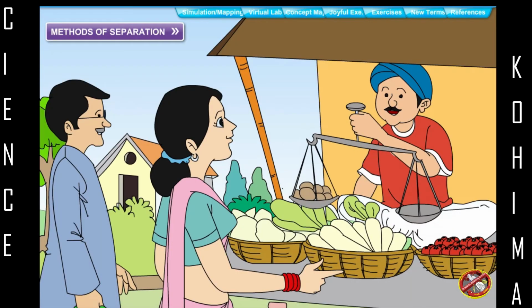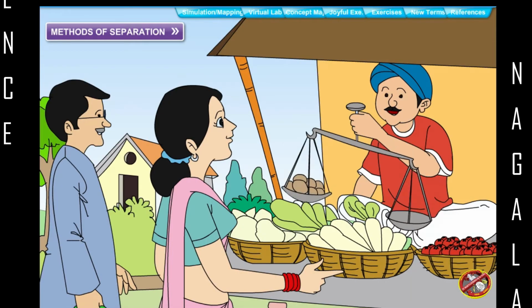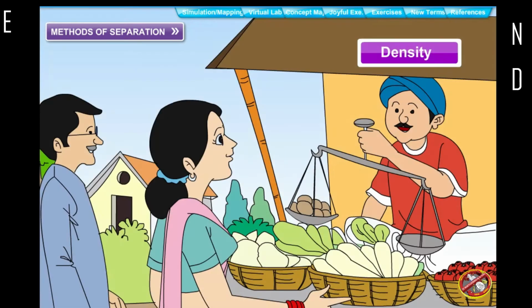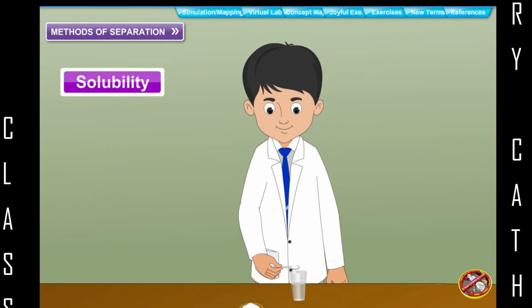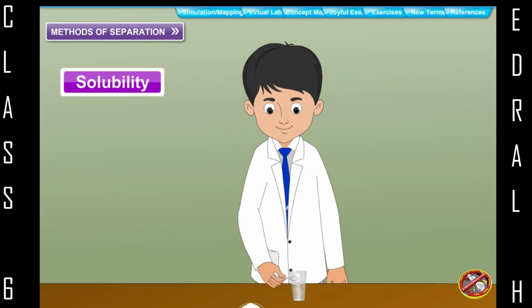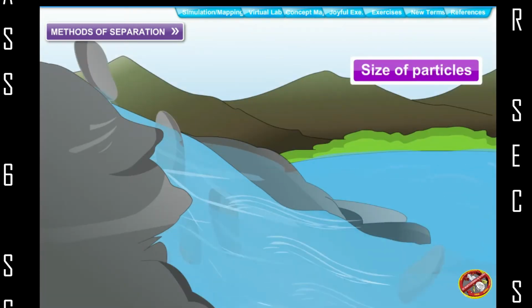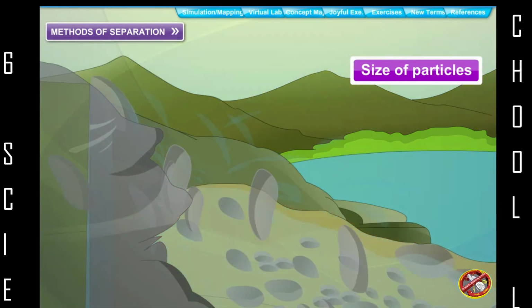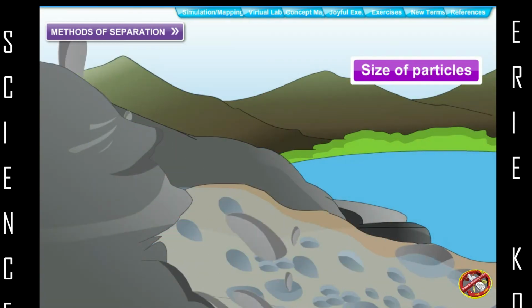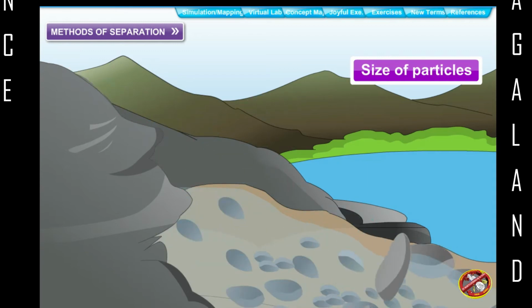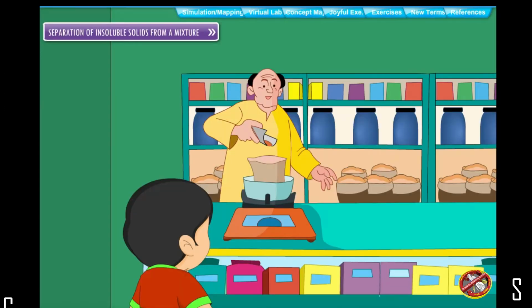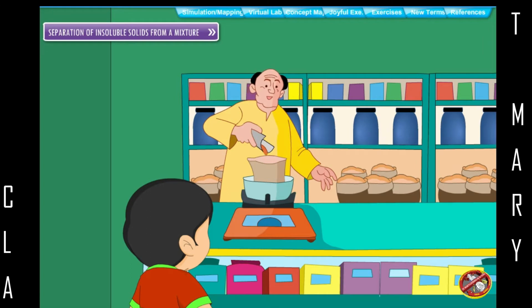Methods of separation. When we want to separate a component of a mixture, we should first find out some of its properties that would be different from the remaining components of the mixture. Let us study the simple methods of separating substances that are mixed together. You may come across some of these methods being used in day-to-day activities. Separation of insoluble solids from a mixture.